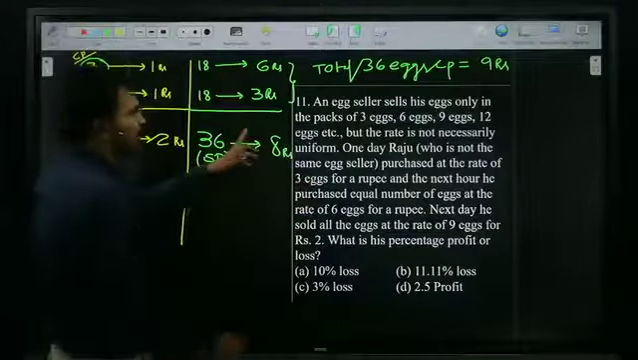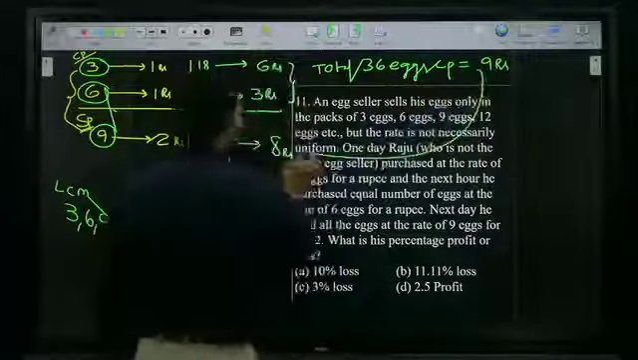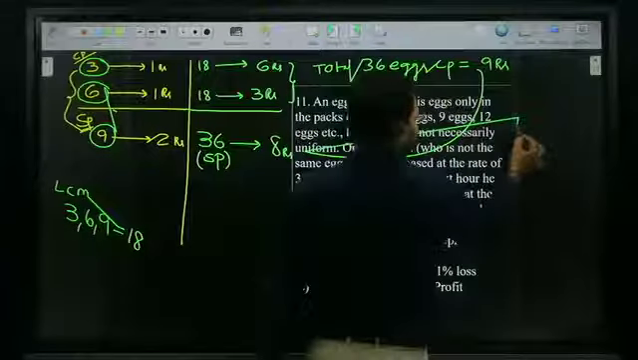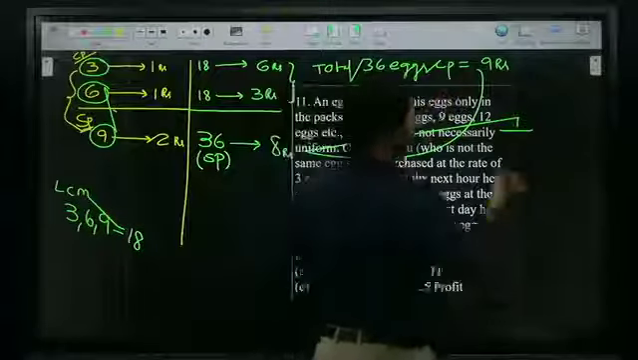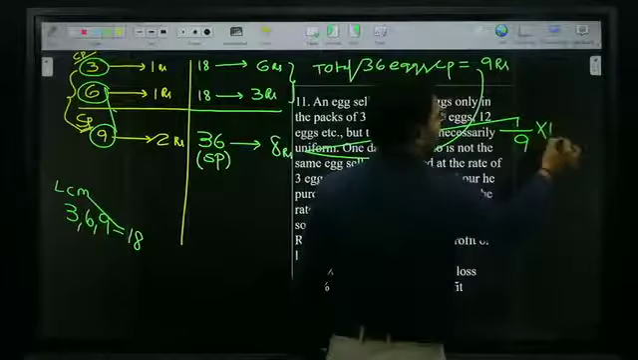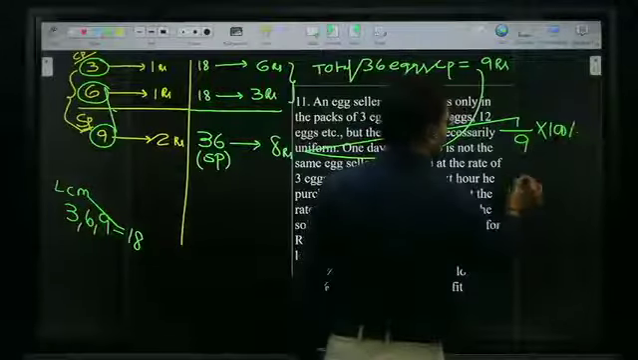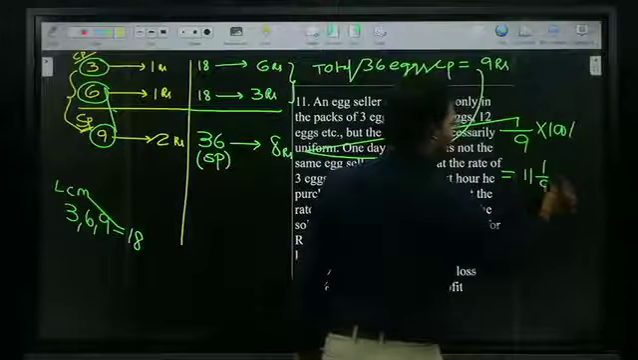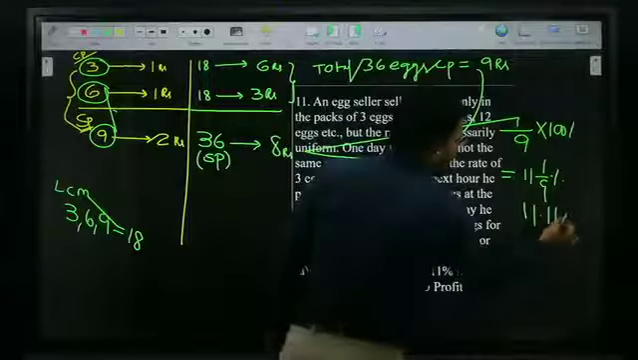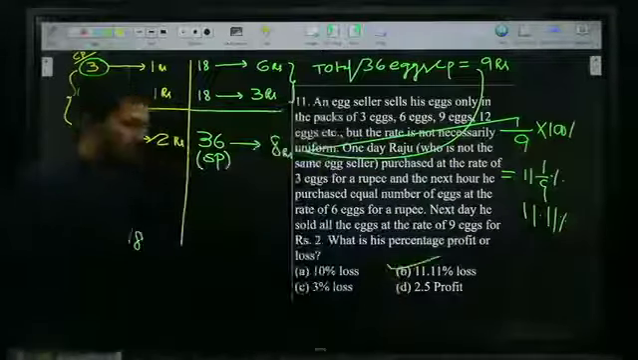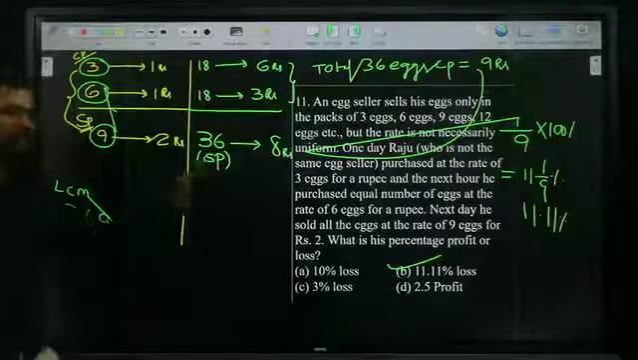Therefore loss is how much? 1 rupee. If loss is 1 rupee, cost price is 9 rupees. So 1 by 9. I already told you, 1 by 9 is nothing but 11 1 by 9, or I can write it as 11.11. Both are the same answers. So your option is 11.11% loss. All of you understood?